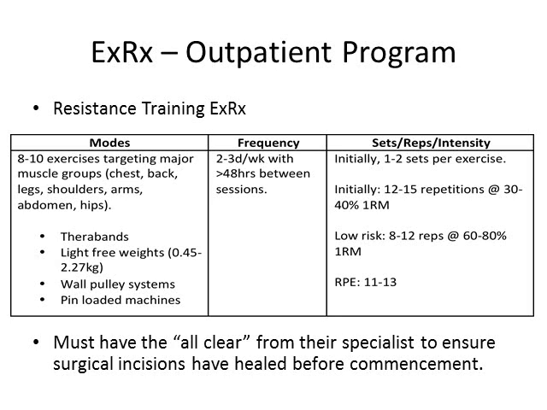The initial frequency should start off at 2 to 3 days per week, with at least 48 hours between sessions. Initially it's 1 to 2 sets per exercise with 12 to 15 repetitions at 30 to 40% 1RM, so quite a light load. If the individual is at a low risk, you can increase the intensity by prescribing 8 to 12 repetitions at 60 to 80% 1RM. But the RPE prescription for intensity is 11 to 13 on a 20 scale.